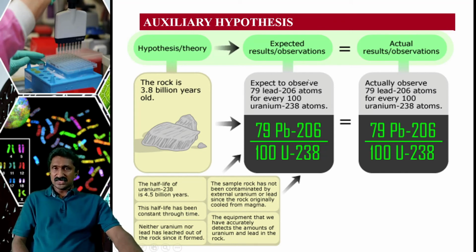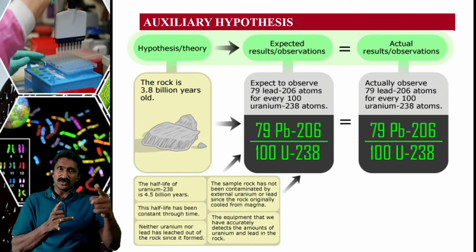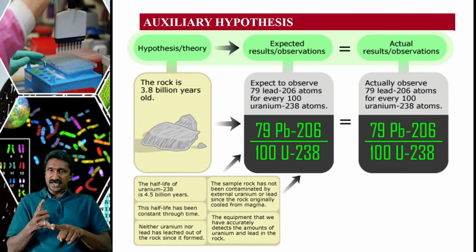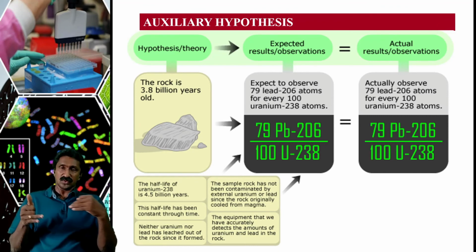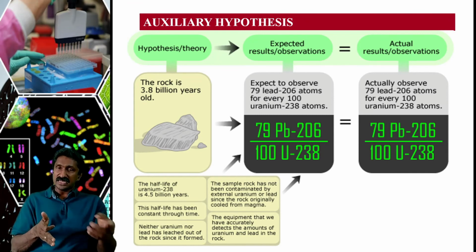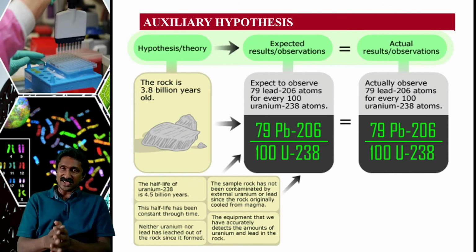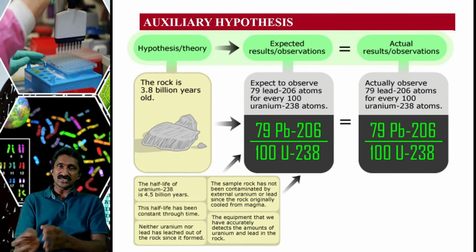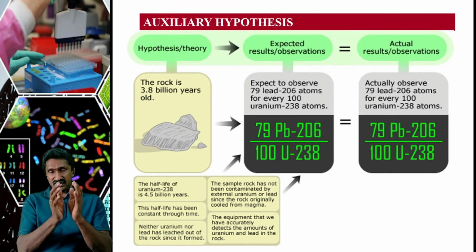To reach this scientific calculation, you need to assume that the half-life of uranium-238 is 4.5 billion years. If it is wrong, this result is wrong. The half-life has been constant throughout all these 3.8 billion years; it should not have changed. Neither uranium nor lead has leached out of the rock since it was formed. All the molecules should have stayed in that vicinity, so that when you are analyzing, they are there. If they leached out, then the concentration will be different. So our assumption is that all the atoms created and converted were there in the rock itself.